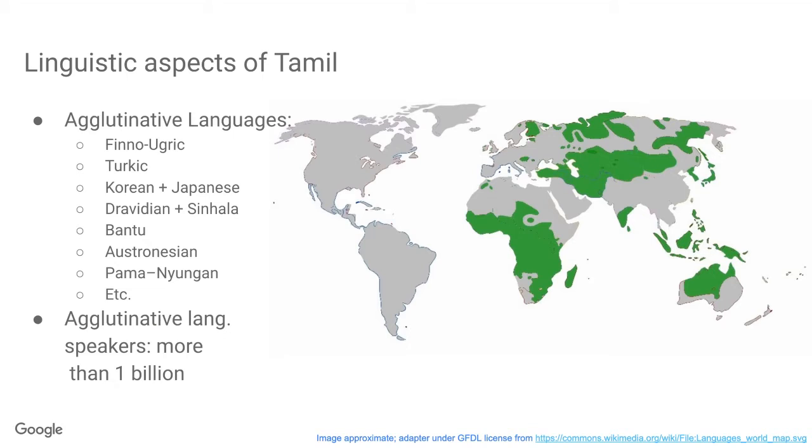Agglutinative languages are also spoken across the world. They include languages like Finnish, Hungarian, Turkish, Japanese, and Korean. And they also include a lot of languages of sub-Saharan Africa, South India, parts of Southeast Asia, and the Western Aboriginal languages. By my rough count, there are more than 1 billion speakers of agglutinative languages.